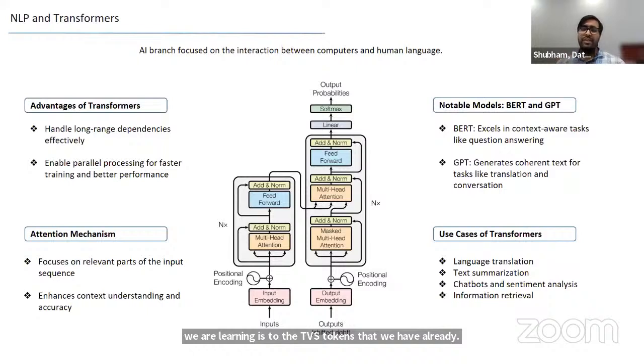learned. And these transformers have many use cases. They can be used for language translation, text summarization, in chatbots, and information retrieval.